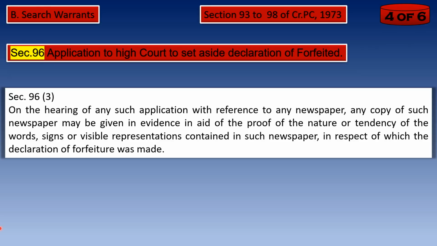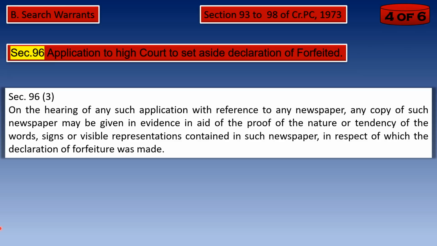So it says when an application to the High Court is made to set aside the decision of the state government, the applicant must attach a copy of that newspaper as a proof, but that should be in respect of which the declaration of forfeiture was made.